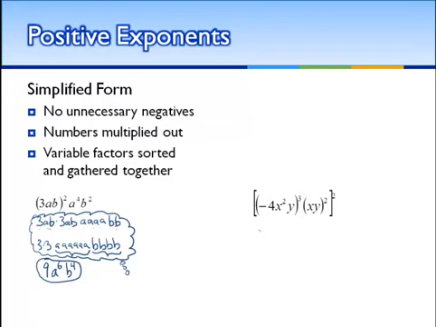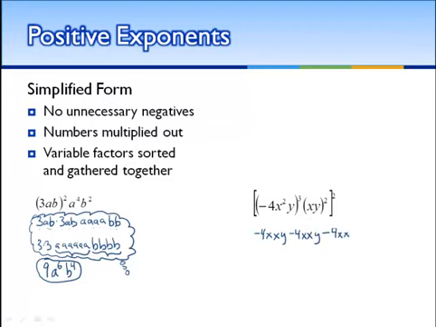Negative 4x squared y means negative 4. The x squared means x times x. Notice that that 2 only applies to the x, and then a y. And that is this group, and that whole group needs to be written out 3 times. So, again, I multiply by a negative 4xxy, and then again by a negative 4xxy.